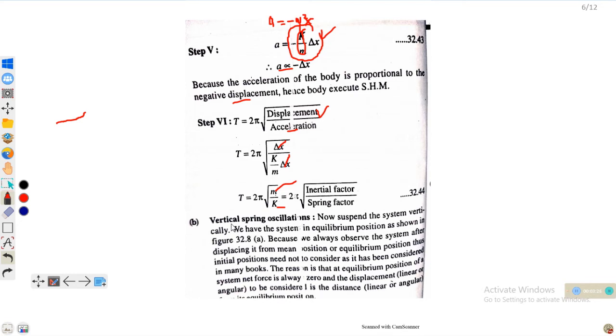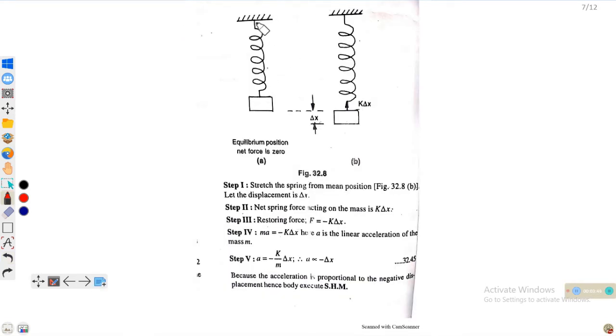Now we suspend this spring system in the vertical direction. We will hang it. Consider that our spring is in the vertical position as shown, and we displace it from its mean position like this. Again, we have a similar displacement, delta x, and the spring force is k into delta x. So our restoring force will be equal to minus k delta x, and using Newton's second law, F is equal to ma, which is equal to minus k delta x.